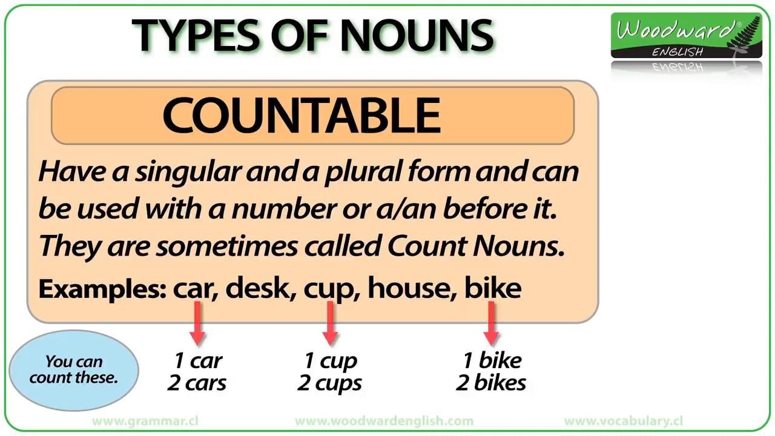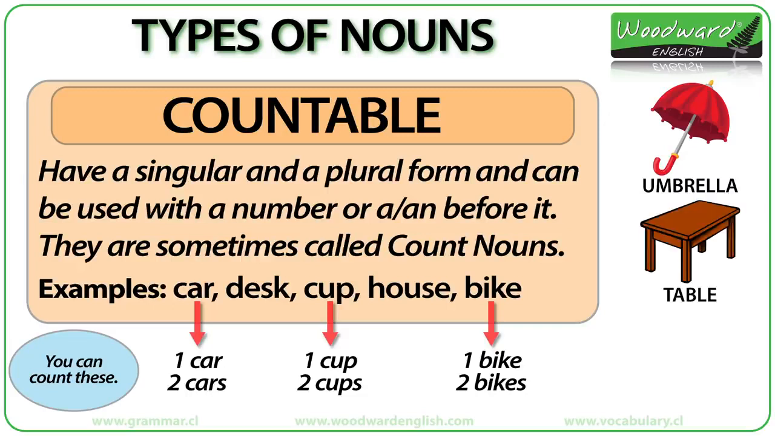You can count cars. You can say 1 car, 2 cars. Cup is a countable noun because you can count 1 cup and 2 cups. Bike is countable too because you can say 1 bike and 2 bikes. Let's look at the pictures. Umbrella is a countable noun because you can say 1, 2, 3, or 1,000 umbrellas. It is possible to count them.